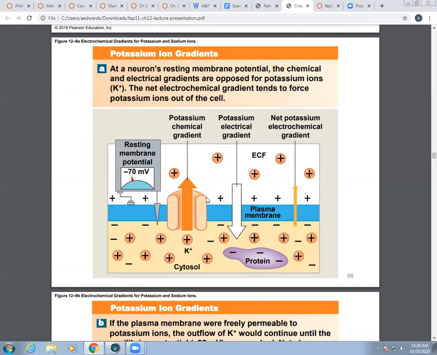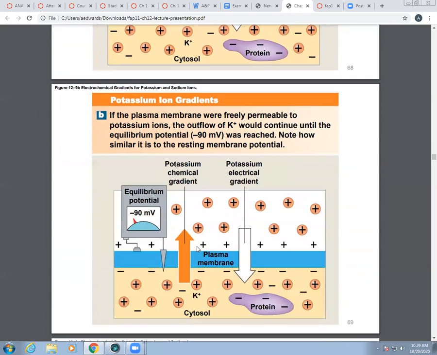At resting membrane potential, your chemical and electrical gradients are basically opposed. You have a higher concentration of potassium inside of the cells, and that gradient is going to essentially force potassium ions out of the cell, from high concentration to low concentration. If you were to allow that to continue until you got to equilibrium potential, where there's no net movement, you'd be at negative 90 millivolts.